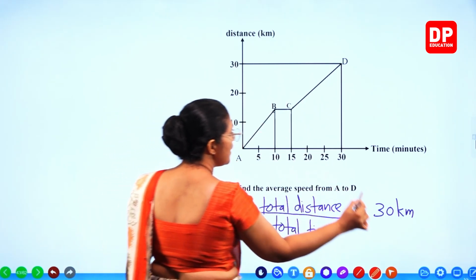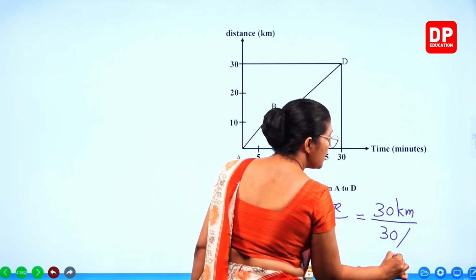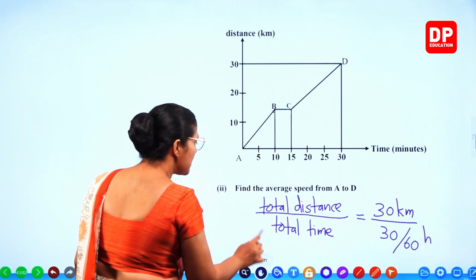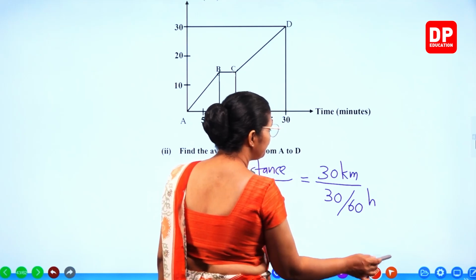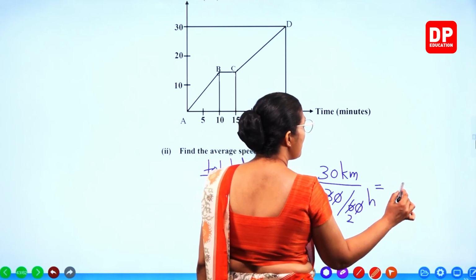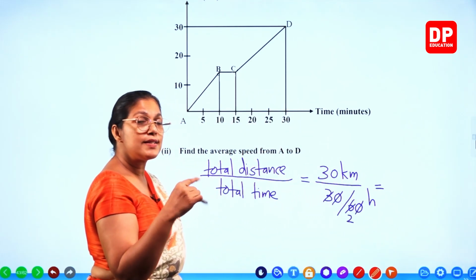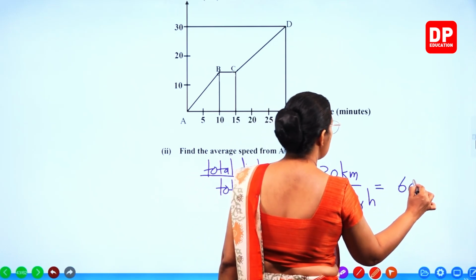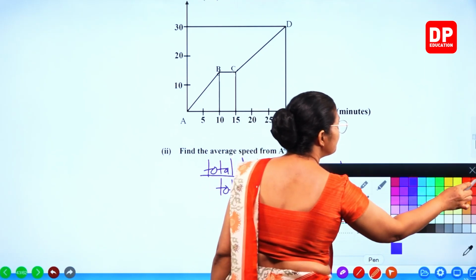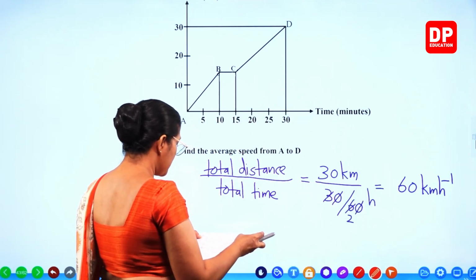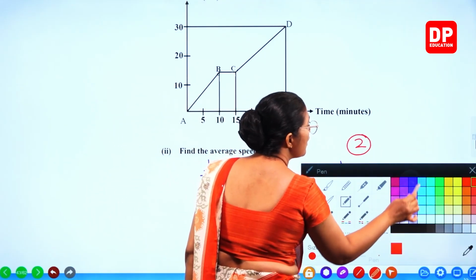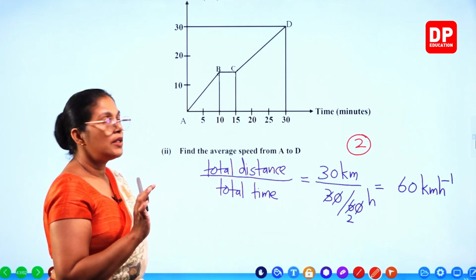Total time, that's 30 minutes. So 30 minutes you can divide by 60 to get hours. So what is the average speed? 30 divided by half means 30 multiplied by 2. So 60 kilometers per hour. So you are getting 2 marks for that. So we have given 10 marks for the whole question.